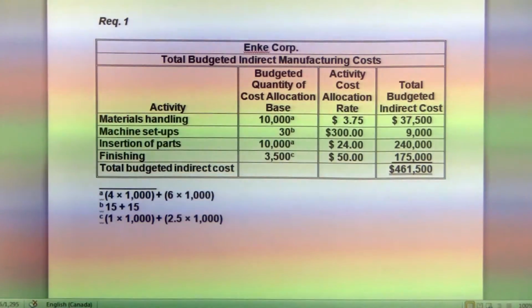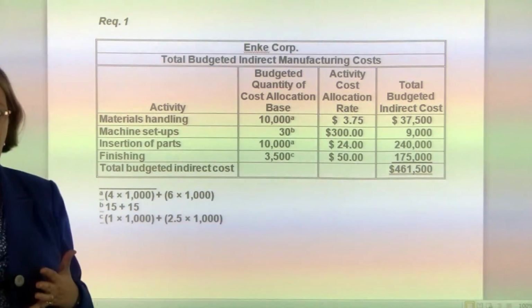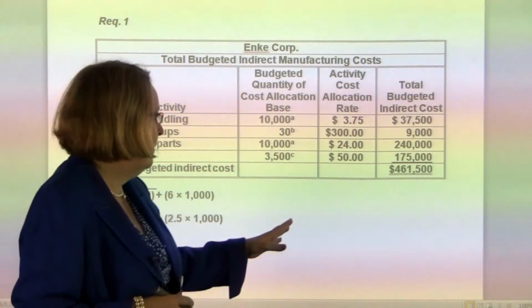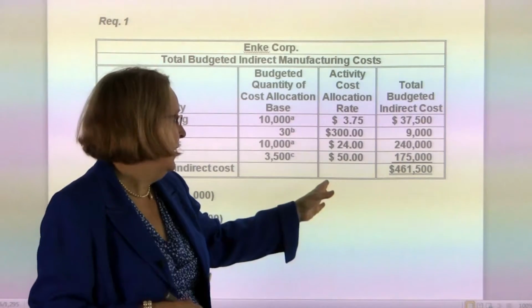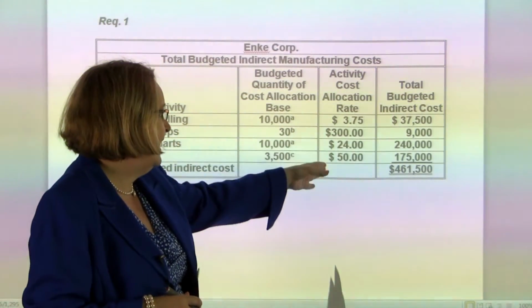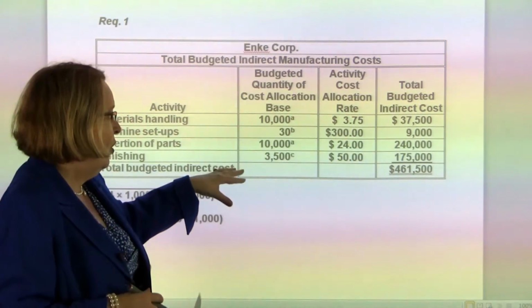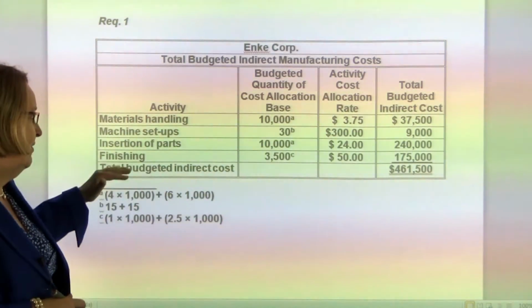Here, this one is a little bit different because in the other problems we looked at, we had to calculate the allocation rate, but in this particular problem, you're actually given this in the table. So it's in the first table in the problem. So you're given the allocation rate. So now what you need to do is identify what is the total quantity of each of the activities.